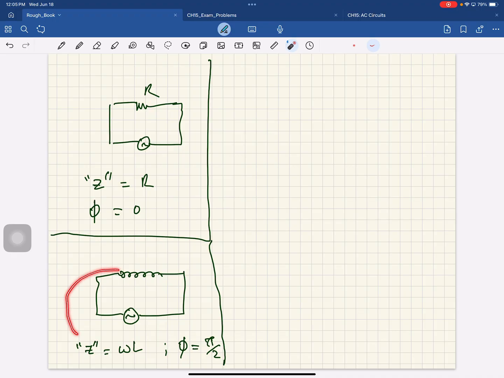The power lines that are bringing in power have inductive impedance to them. So you have to make sure somehow you want to bring phi to 0. So we'll look at that.